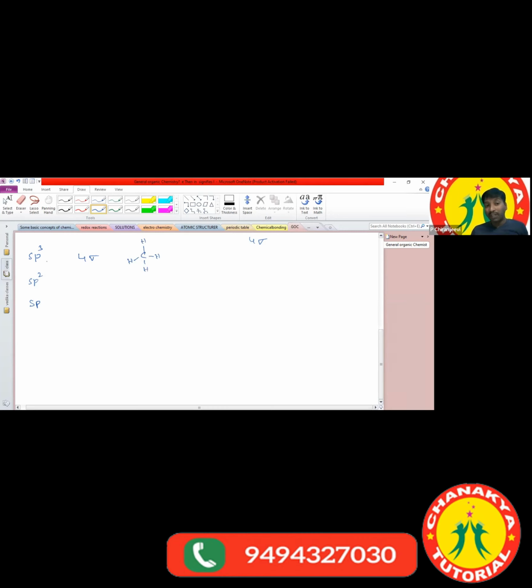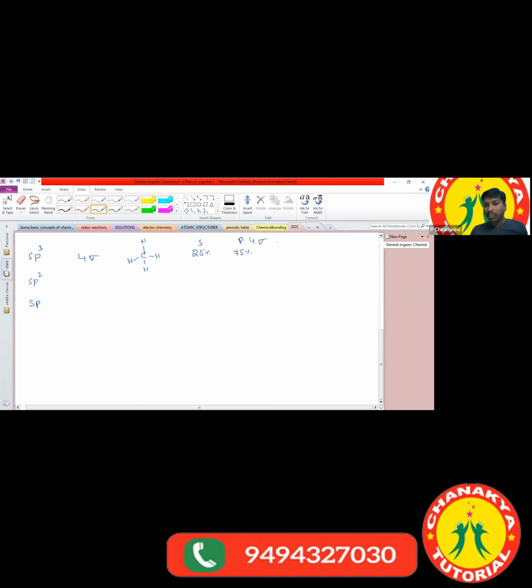That's why it exhibits sp3 hybridization. In sp3 hybridization, the percentage of s character is 25%, and the percentage of p character is 75%.